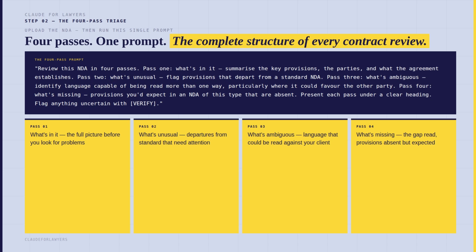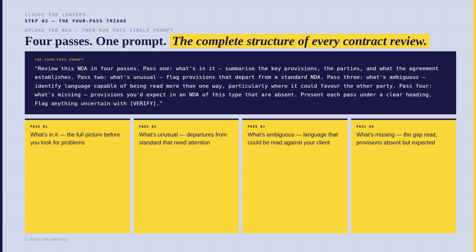Pass 3, what's ambiguous, is the risk pass. This is Claude reading the contract for the argument the other side could make. Language that could be read 2 ways. Defined terms that don't quite capture what the parties intended. Provisions where the obligation isn't precisely expressed. These are the clauses that generate disputes, and catching them at the review stage rather than the dispute stage is the entire point.